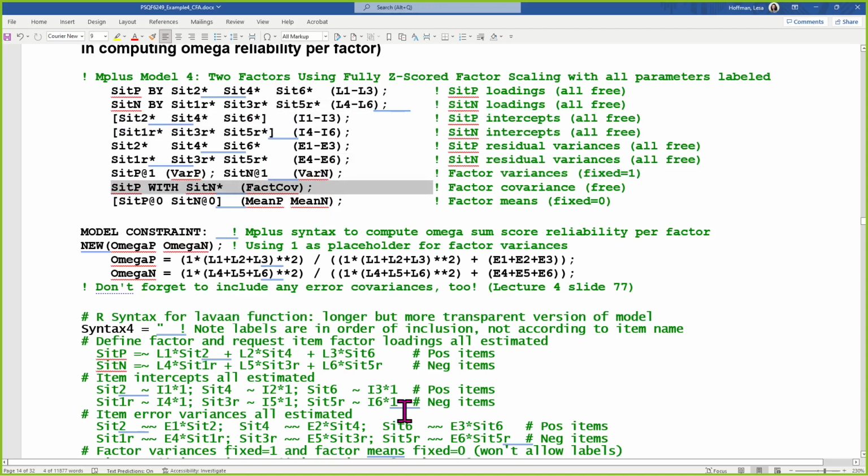Can you guess what that thing is? Feel free to read from the screen. Factor covariance? It is a factor covariance. So the keyword with is how you make covariances. So if you want an error covariance, it would be like item 1 with item 2. If you want a factor covariance, it's factor 1 with factor 2. So it's with. And I've labeled it as factor cov 2. So I labeled everything as a tool to sort of help describe what these actually are. But I'm only going to make it do math on the loadings and the error variances.